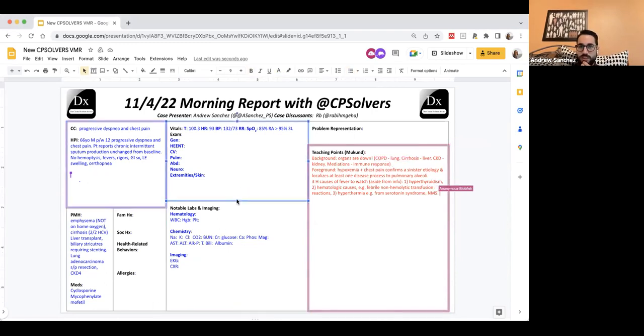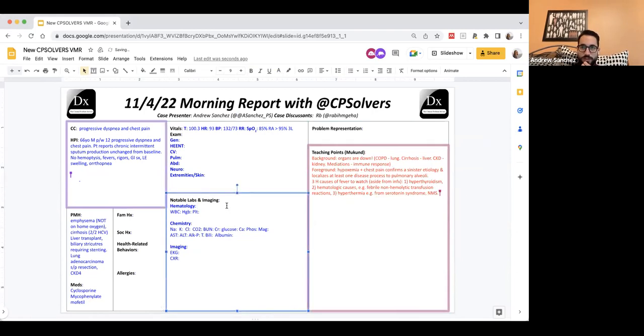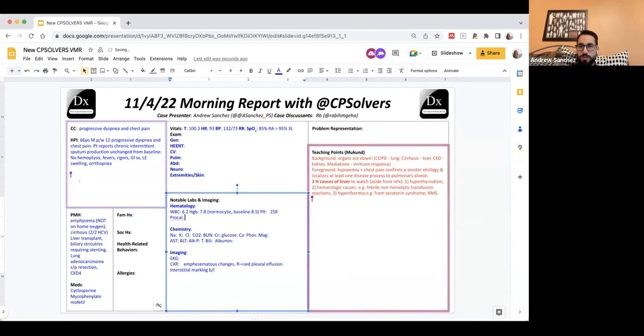So for the next aliquots, we're going to skip over exam and just go to some objective findings that are seen on initial presentation. A chest x-ray showed emphysematous changes, a small right-sided pleural effusion, and prominent interstitial markings bilaterally. His labs showed a white count of 6.2, hemoglobin of 7.8, that was normocytic. I'll say his baseline was around 8.5, so similar. A platelet count of 258.